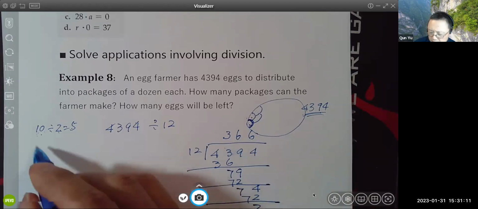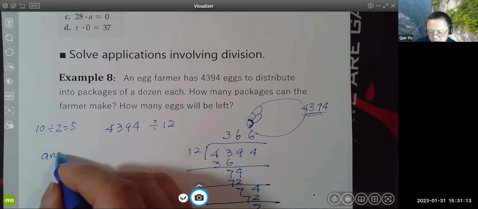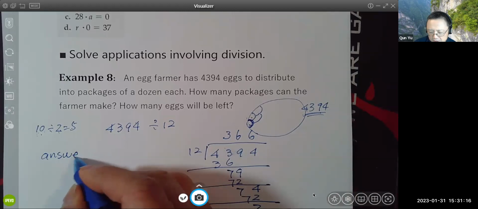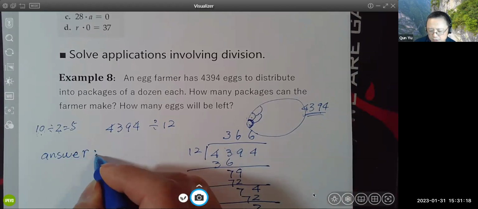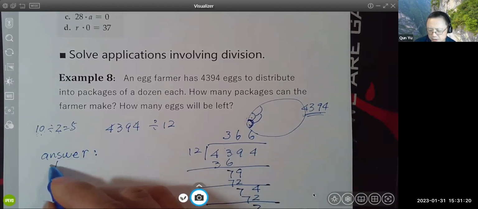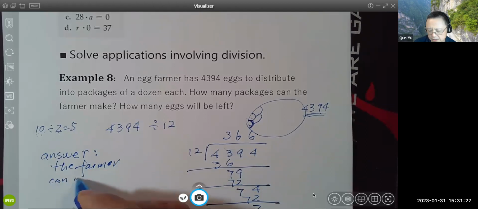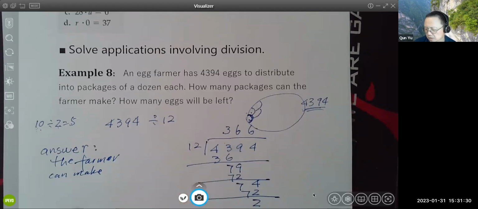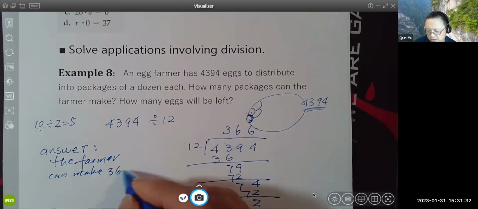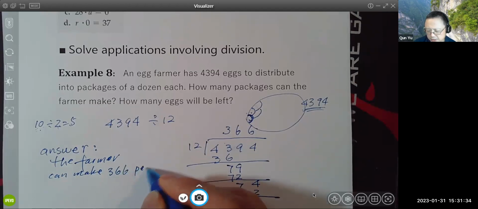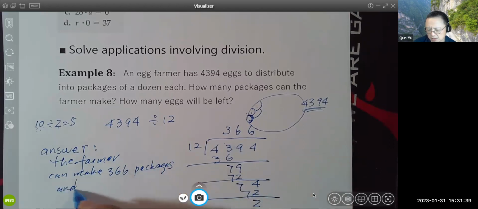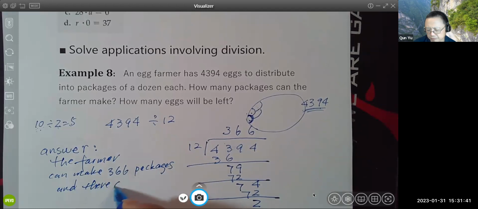So the answer is, this is an application problem. Usually we need to answer the question in a formal way. The farmer can make 366 packages, and there are 2 eggs left.